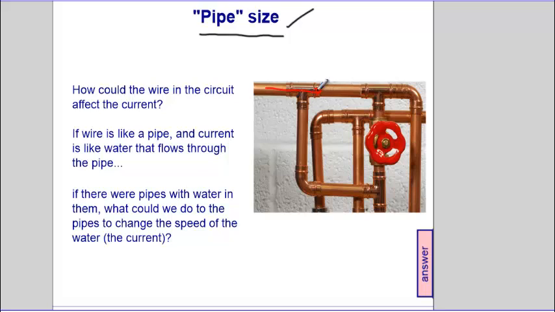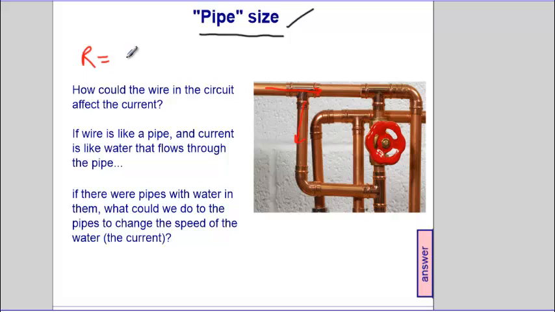So water can take many paths in this case, and how much water follows each path will depend on the path itself. This is an interesting picture. So the question is, how could the wire in the circuit affect the current? Wires offer resistance, and we'll define this a little bit early.